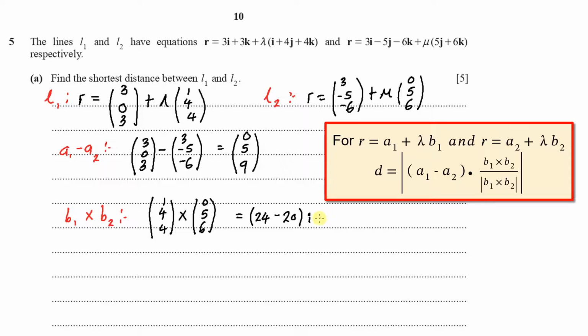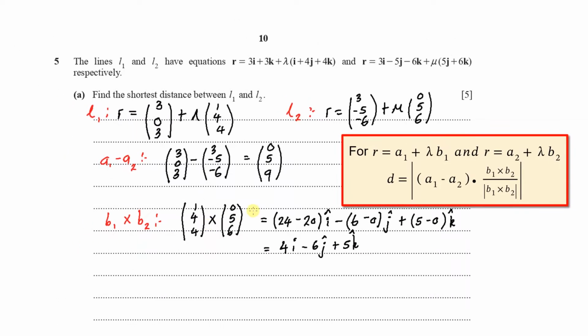And minus, here I'll close out the two middle numbers. So 1 times 6, that's 6, minus 4 times 0, that's 0. And that's for J. And for K, I'll close the last two elements. So 1 times 5 is 5, minus 4 times 0, that's 0. And that's K. And what I'll get here is 4I minus 6J plus 5K. So I now have the cross product of B1 and B2.